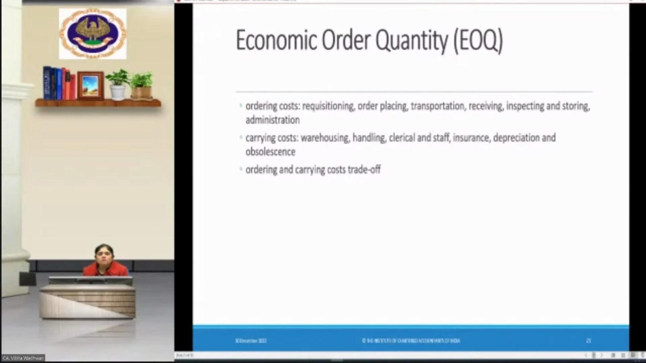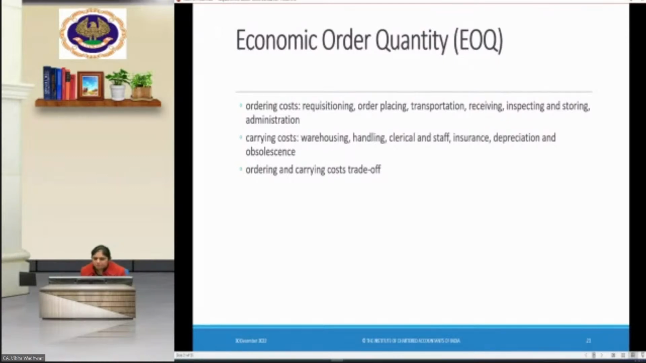So there has to be a very careful decision on how much quantity we should order when we go for reorder level. Reorder level tells me that now is the time to purchase, but how much to purchase? So that is the significance of economic order quantity. Economic order quantity means this quantity will be economical and optimum for us. The cost will be minimum.